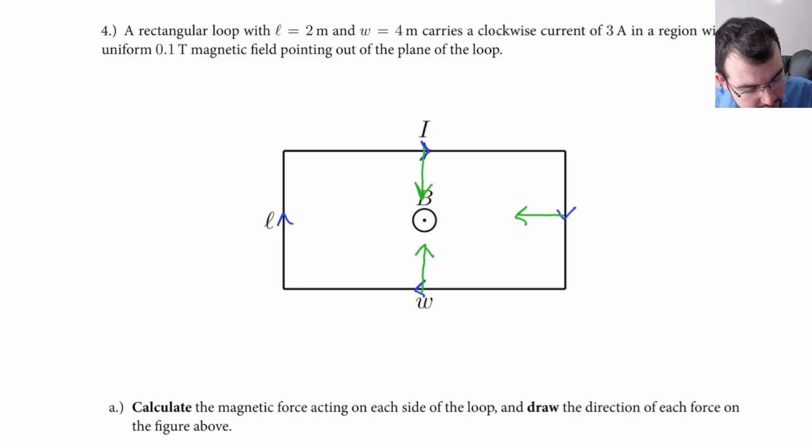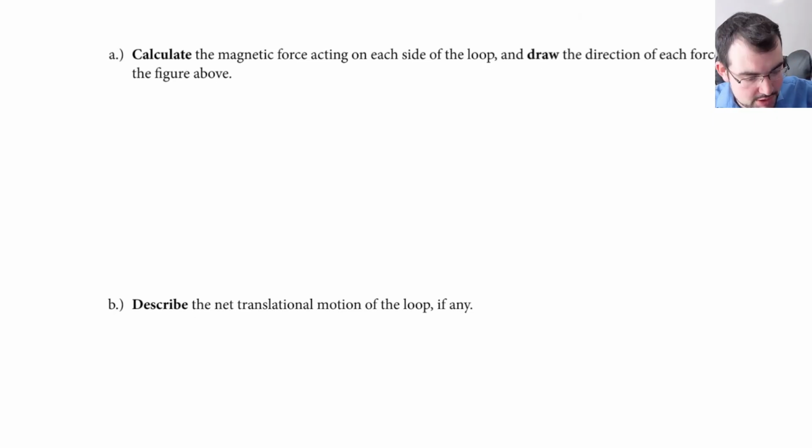So interesting, we get this sort of compression idea where the B field is actually trying to squeeze the loop. So what are the actual magnitudes now? Well, we can do that pretty easily, because we know that by symmetry, the force on the top is going to equal the force on the bottom. And that's going to be BIL.